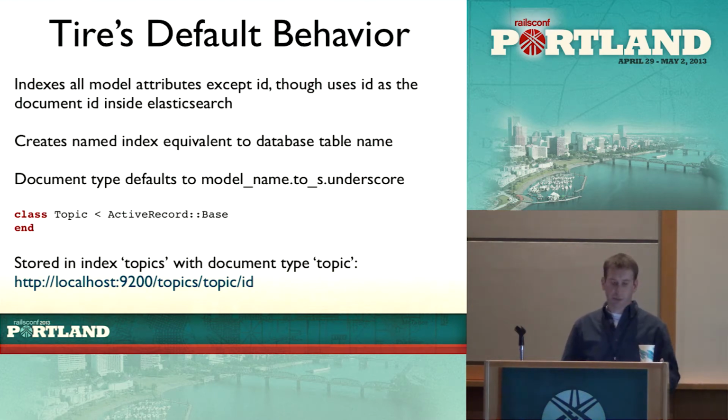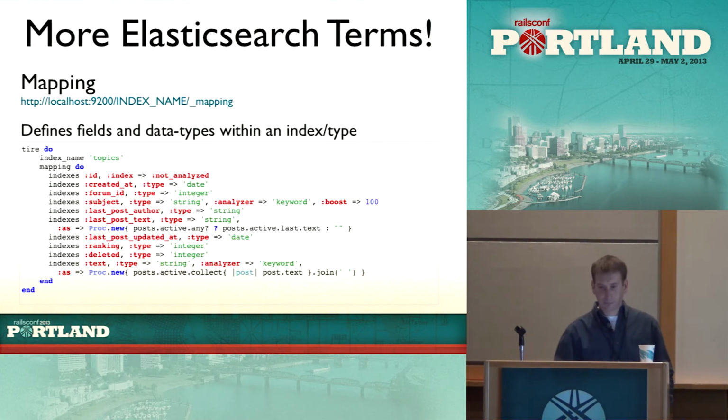So in the example here, for our topic class, it's going to be stored in the index topics with the document type topic. And you can actually look at a specific document. Like we did a search, there's an endpoint for actually querying an individual document. So in this case, we'd do topics, topic, and the ID, and it would pull back that document.